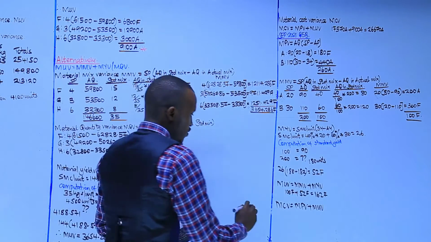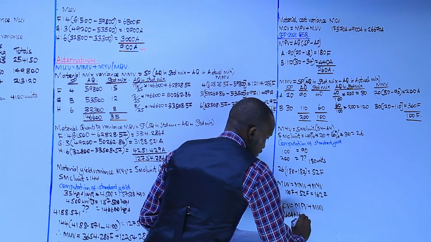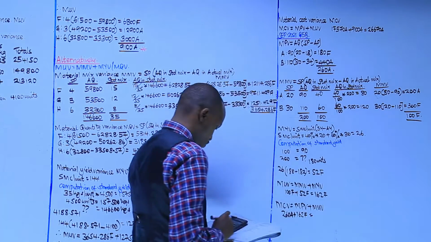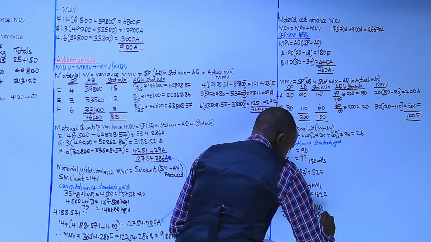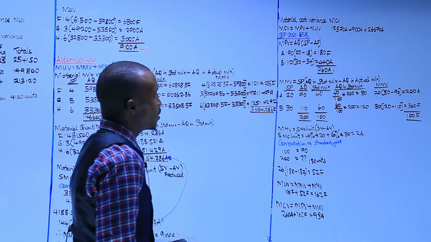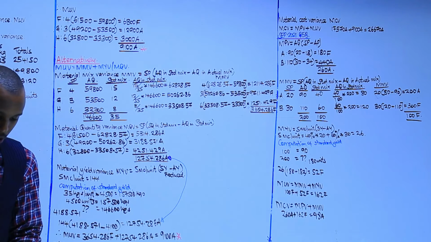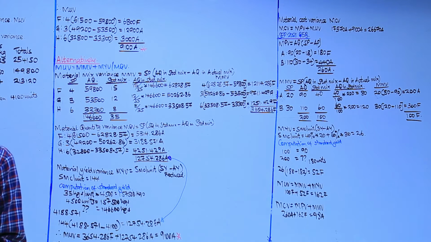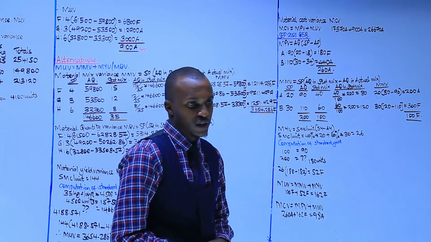Let's determine our material cost variance, which is your material price plus your material usage variance. Your price variance is 260 adverse plus 162 favorable, which means that is 98 adverse. And that is how you determine the advanced variances of material.